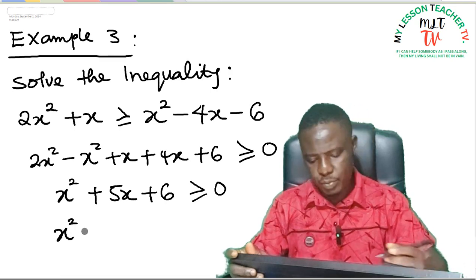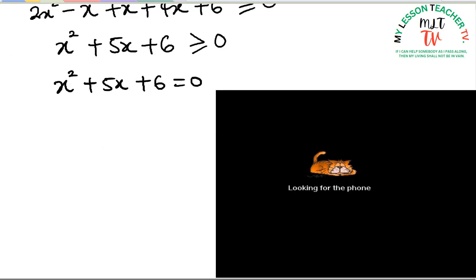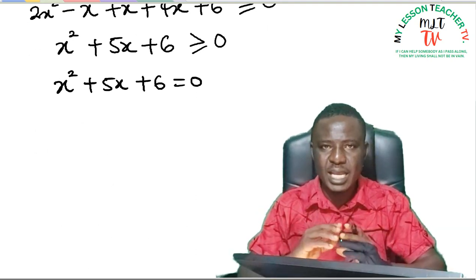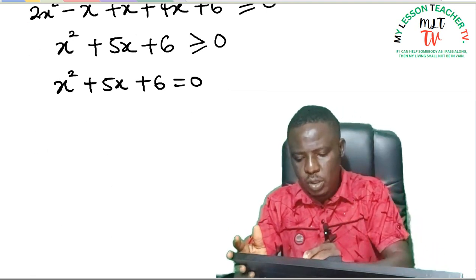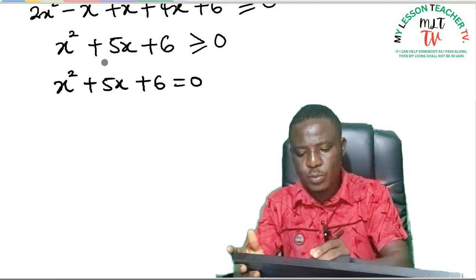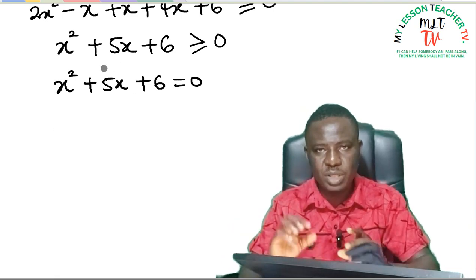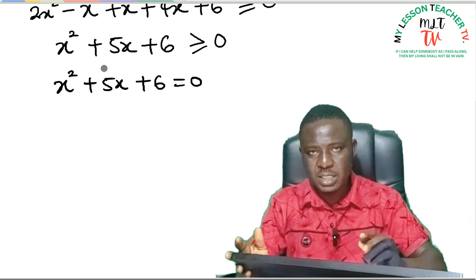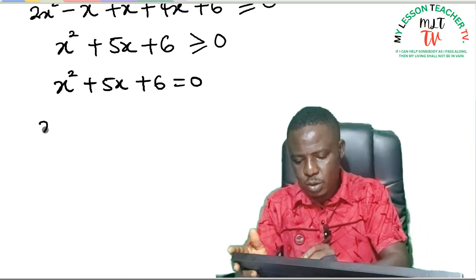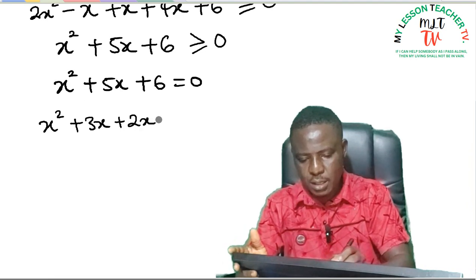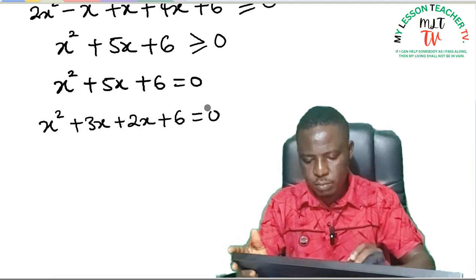This becomes x squared plus 5x plus 6 is equal to 0. Look for two terms that, when you multiply them together, give you the product of the first term and the last term, and when you add them together, give you the middle term. So those two terms are plus 3x and plus 2x. We are going to replace the middle term with them to change it from a 3-term expression to a 4-term expression so that we can factorize them in 2's. So this becomes x squared plus 3x plus 2x plus 6 is equal to 0.